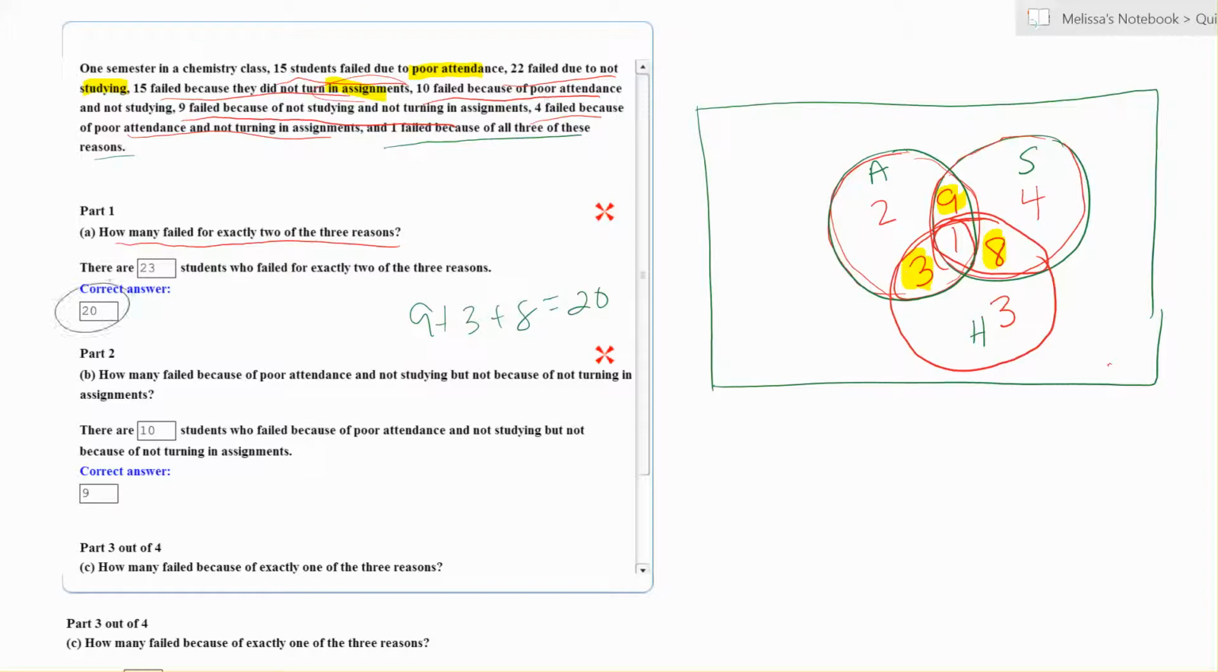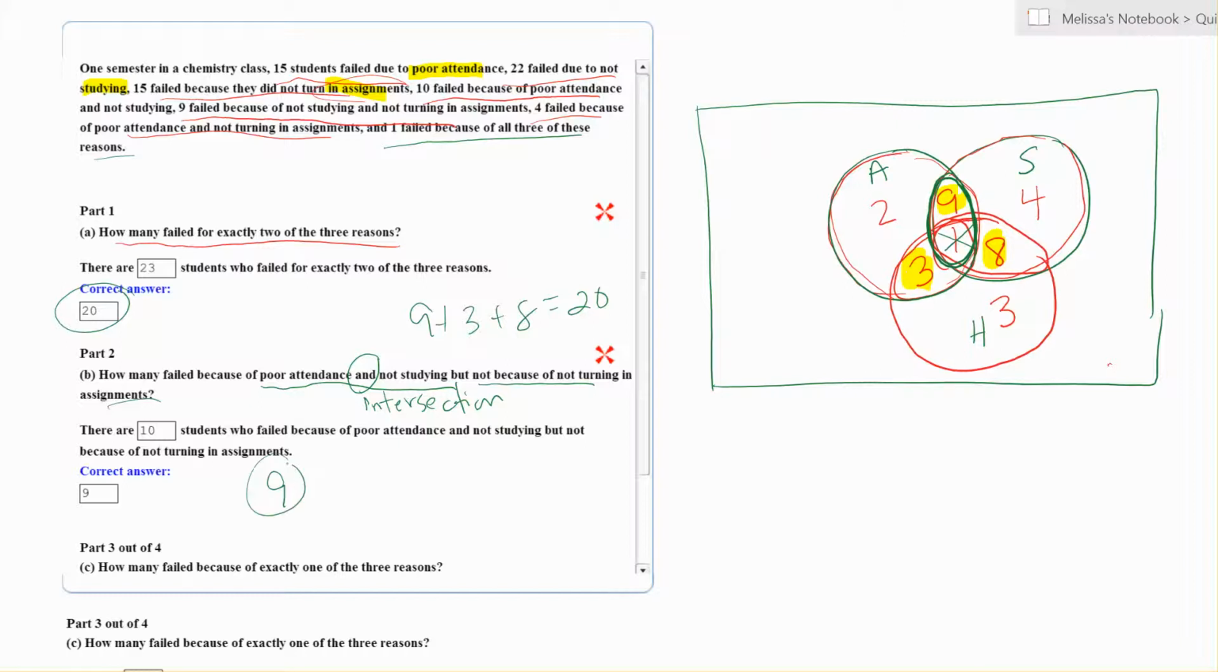Okay. And then part 2 says how many failed because of poor attendance and not studying, but not because of not turning in assignments. So first focus on poor attendance and not studying. So the attendance and the studying, when it's and, that's intersection. So if I look at where do those regions intersect, that would be in 2 places, the 9 and the 1. But then it says not because of not turning in assignments. So I want to take out the 1 because that includes people who also didn't turn in homework. And that just leaves me with the 9.